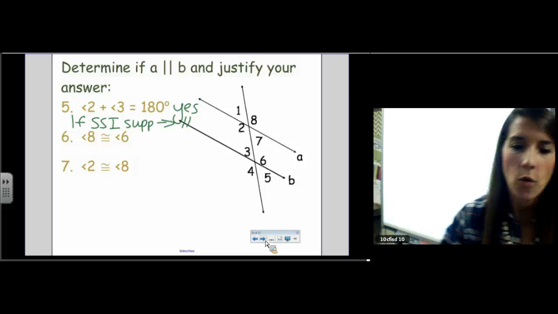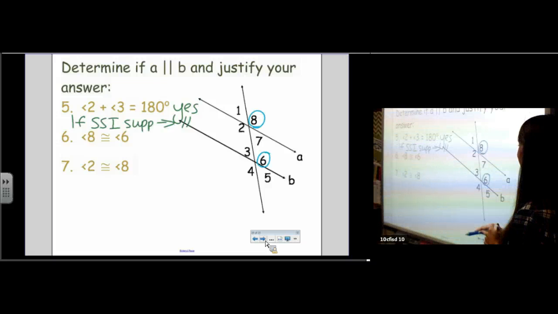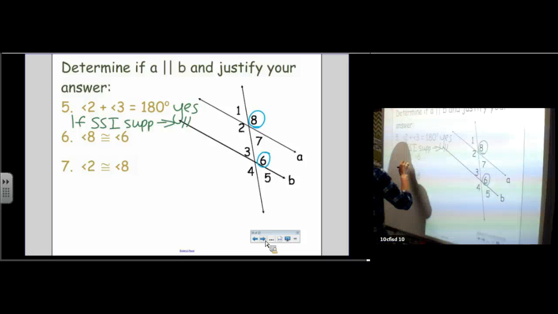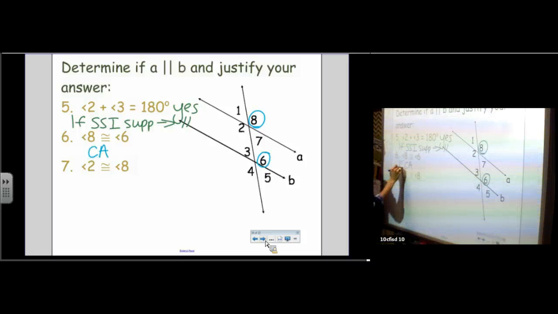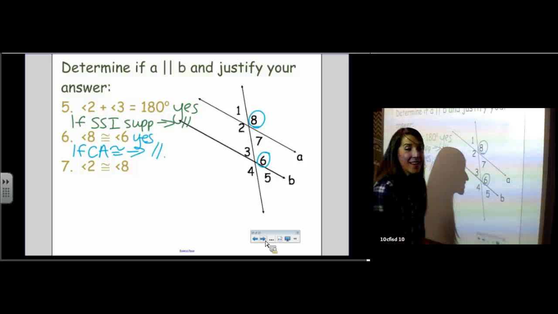Awesome job. What are 8 and 6? I got it wrong. You totally got it right. 8 and 6 are corresponding angles. Corresponding angles are supposed to be congruent. They're doing what they're supposed to be doing. Therefore, the answer is yes.